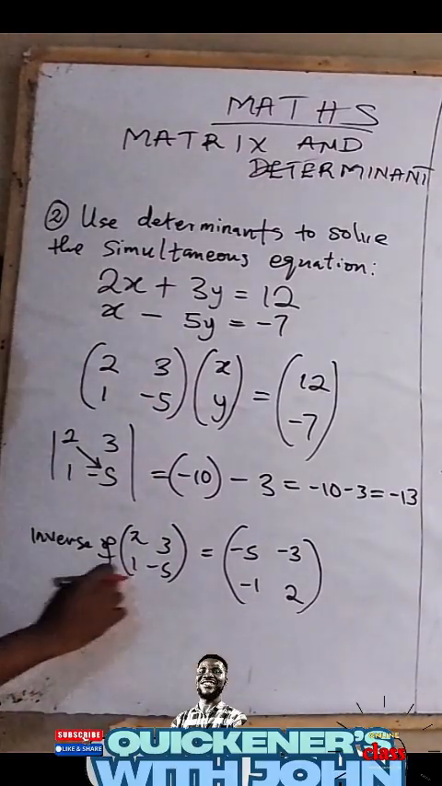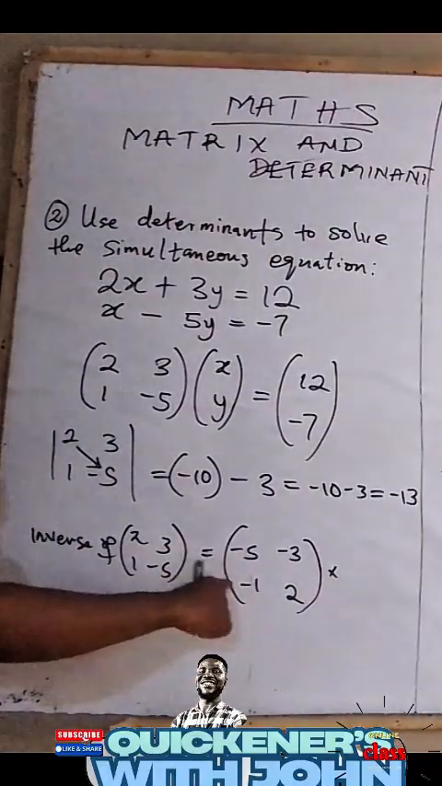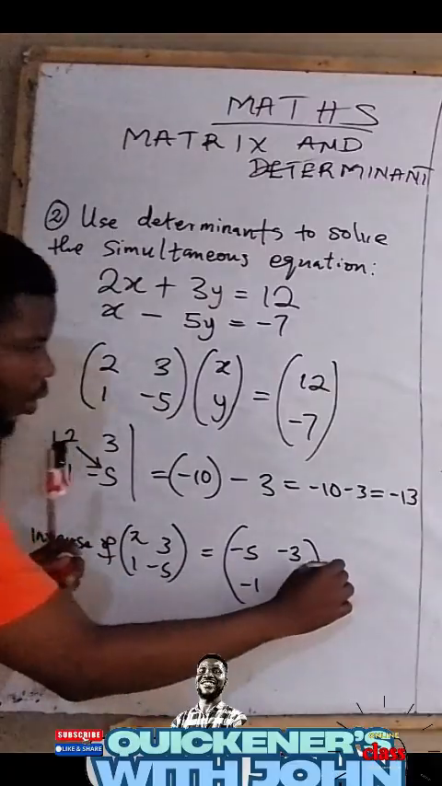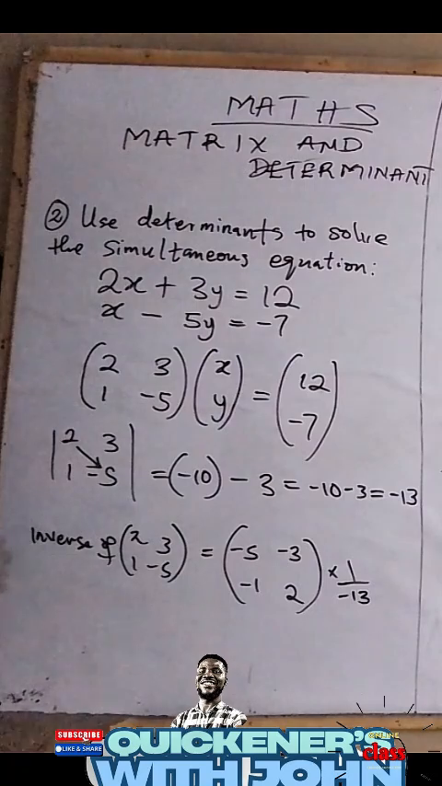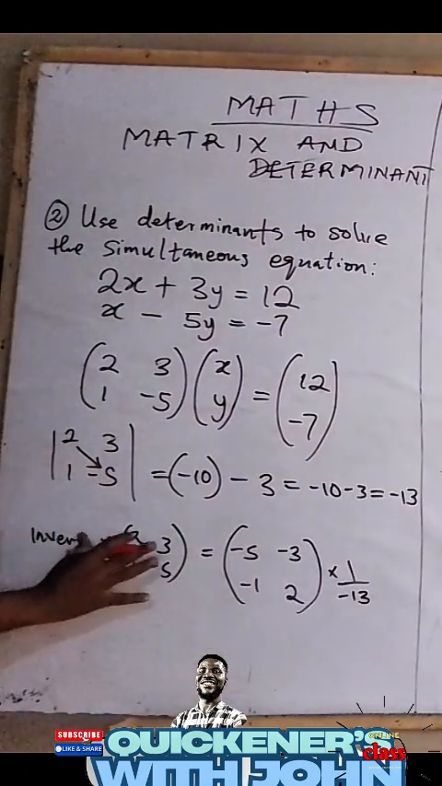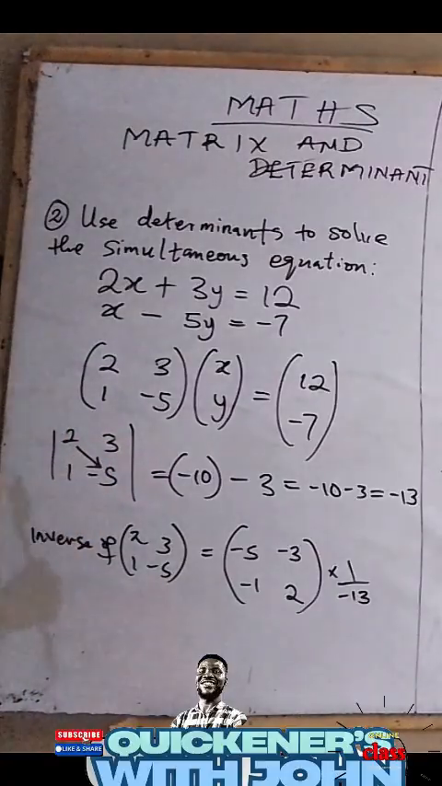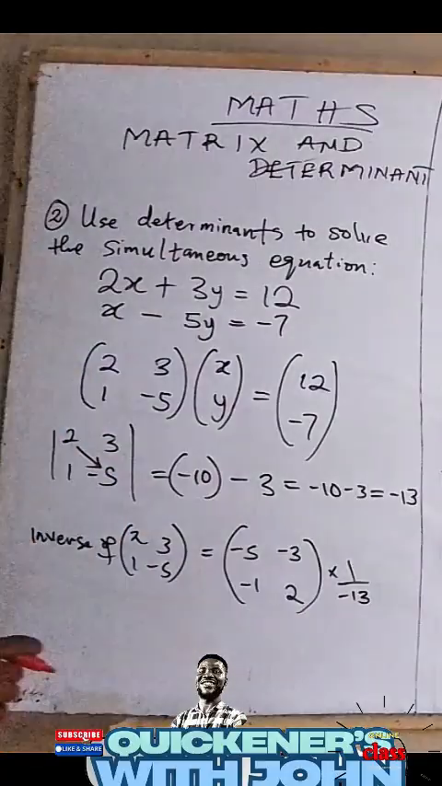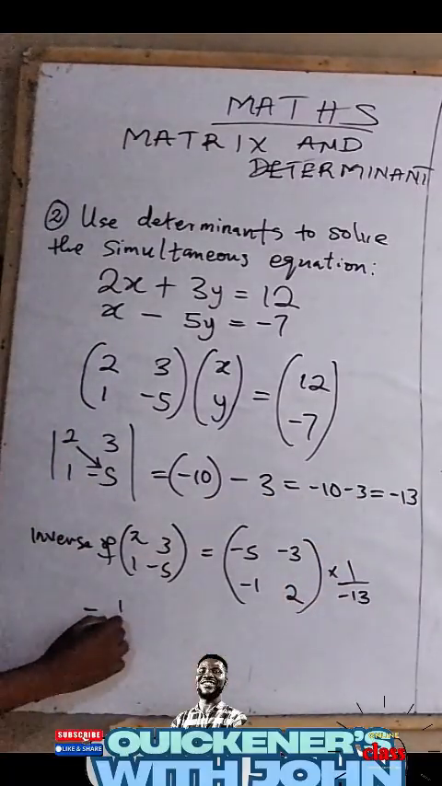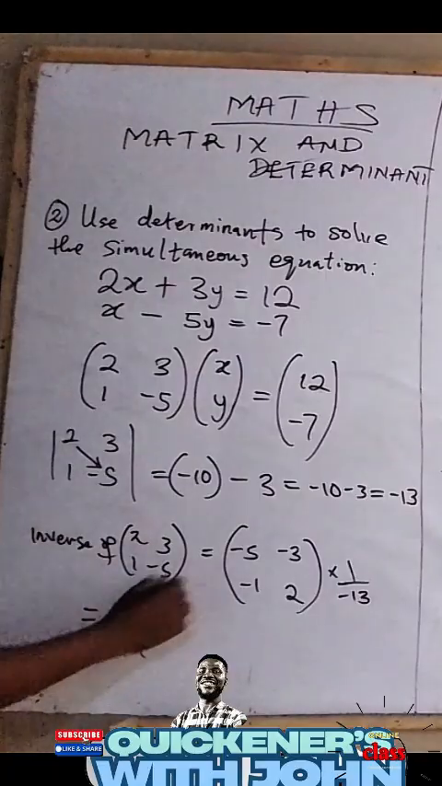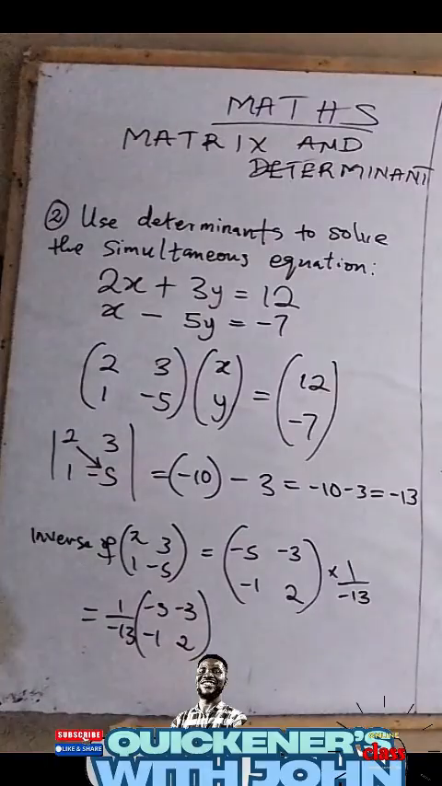Now, for the inverse, you will now have to multiply this with 1 over minus 13. Okay? Alright, so this is the inverse. So remember what we need: this one goes to this place, this one will come here, then you multiply this by minus 1. Then you multiply by 1 over the determinant. So therefore 1 over minus 13 is now the inverse for this matrix. Can you see that now?